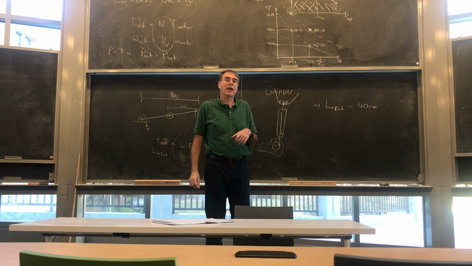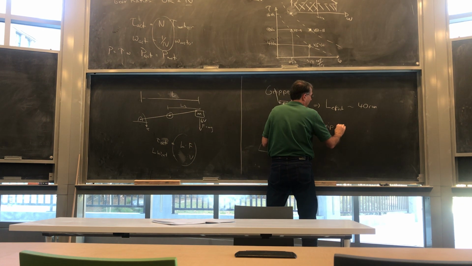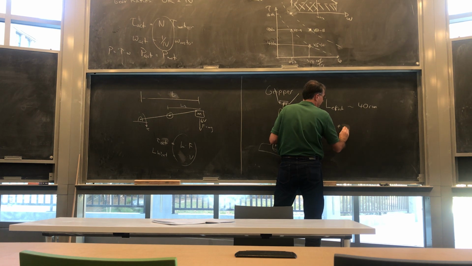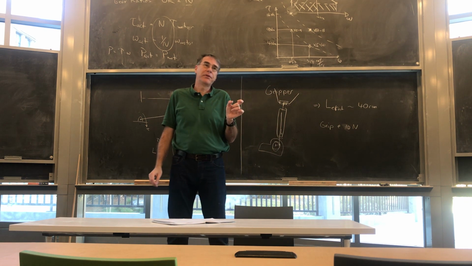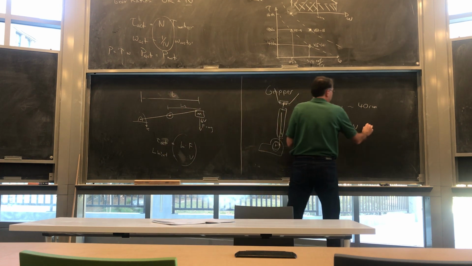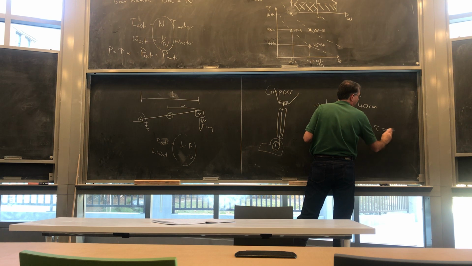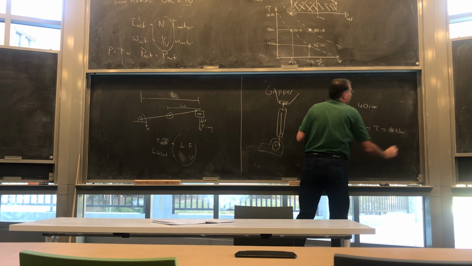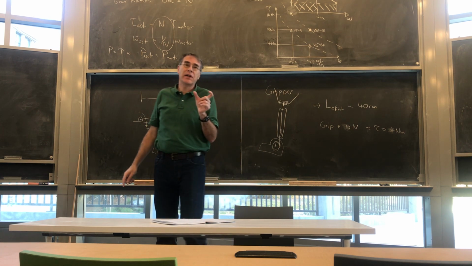Meaning, if I want to grip at 10 newtons, I want to squeeze with 10 newtons, you're going to need a tau of about 4 newton meters, which, by the way, is kind of that guy. And the question is, how tightly are you going to want to squeeze?